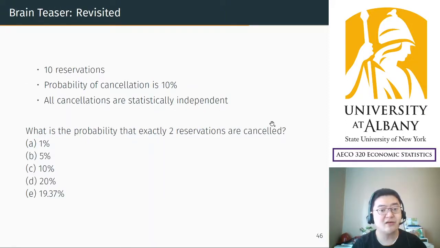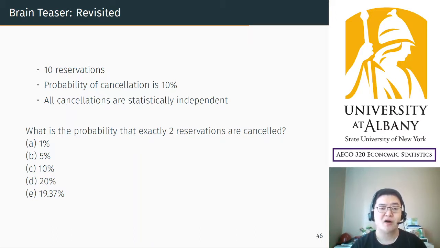So now let's come back to this problem. This is our goal. We want you to answer this question. There are 10 reservations, and the probability of cancellation is 10% for all of the reservations, and all cancellations are statistically independent of each other. What is the probability that exactly 2 reservations are canceled out of 10?